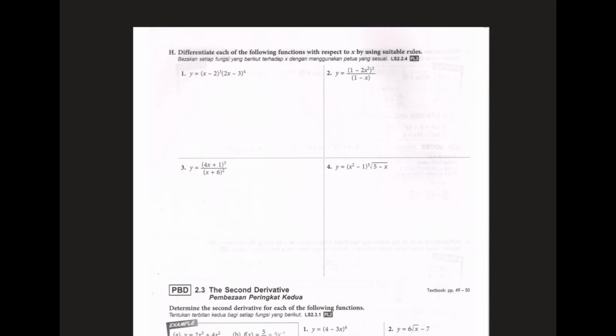Okay. Now when you look at this part H, they say differentiate each of the following functions with respect to x by using suitable rules. Suitable rules. You see question 1: y equal to this times this. Then you may think of, can I expand it or not, so that I don't want to use product rule. Very hard to expand. You see power 3, this is power 4. So expanding this is not practical because it's hard to expand. Okay, so we use product rule then.